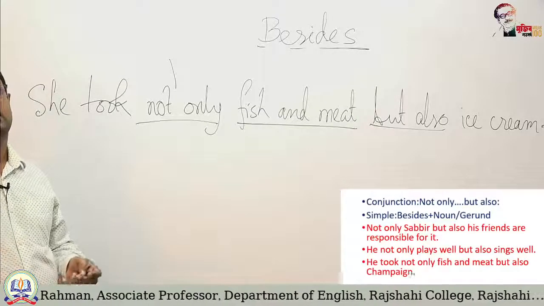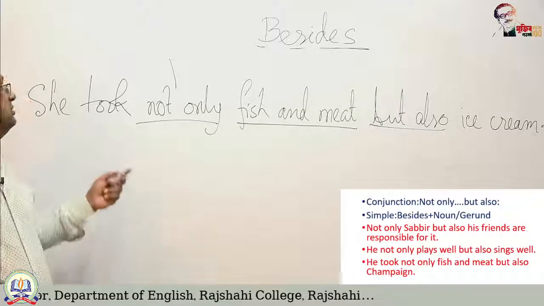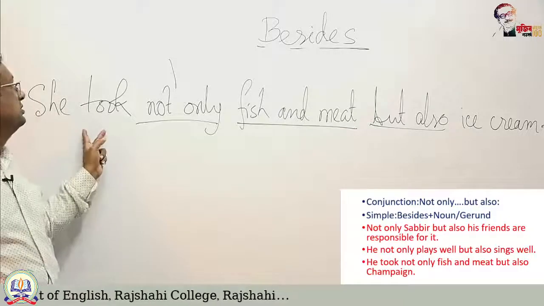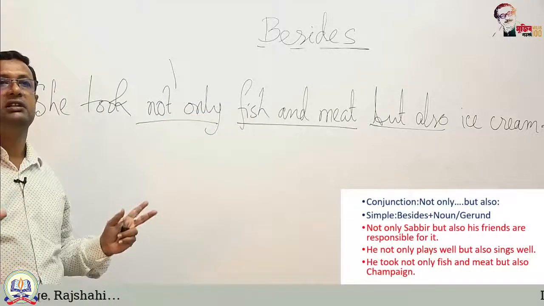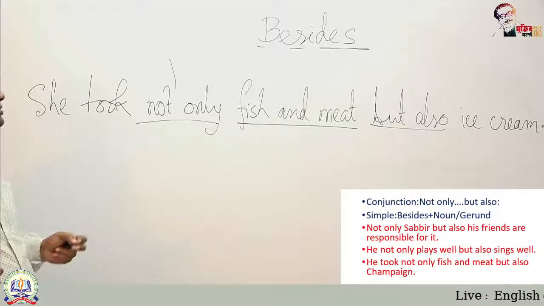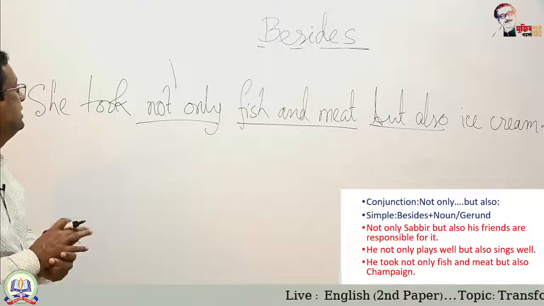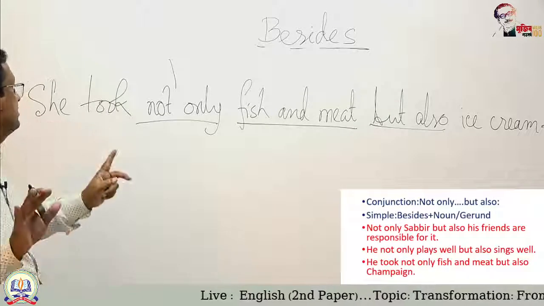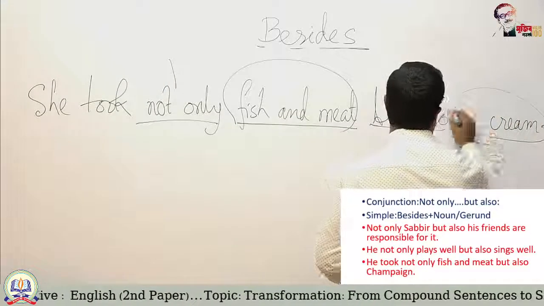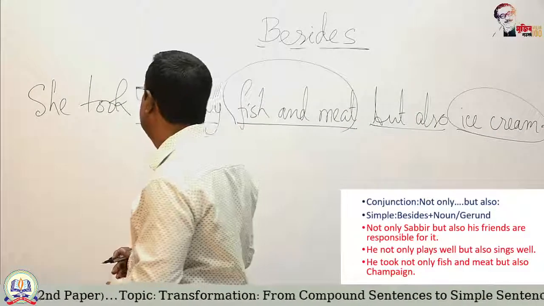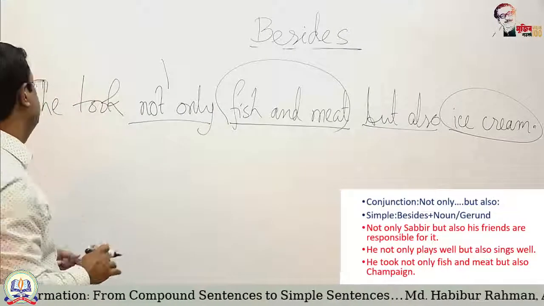This is correct. But in complex sentences, such common things will not do. You have to write both the subjects clearly, both the verbs clearly. You could say in a complex sentence, when she took fish and meat, she also took ice cream. You have to write clearly in complex sentences. However, we are talking about compound sentences and simple sentences here. Now, we will change before the object. What is the object of the first clause? Object is fish and meat. Another is ice cream. So, we will finish the work of our besides at the very beginning of the sentence.